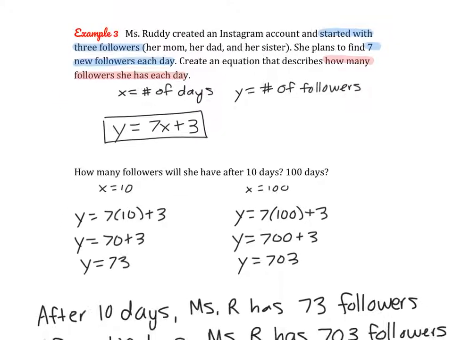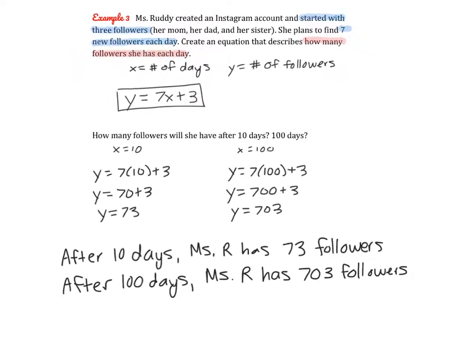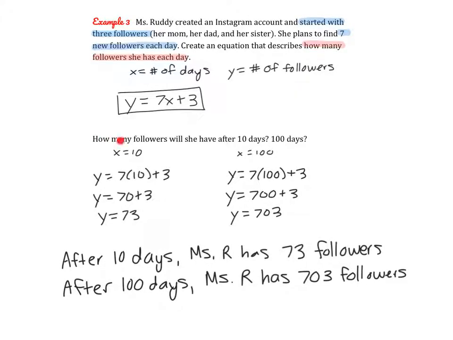Now, let's move on to the S part of DESK, solving. They ask how many followers will she have after 10 days, so substitute X equals 10. And 100 days, so substitute X equals 100. Last, we have to write as a complete sentence. So after 10 days, Miss Reddy has 73 followers. And after 100 days, Miss Reddy has 703 followers.